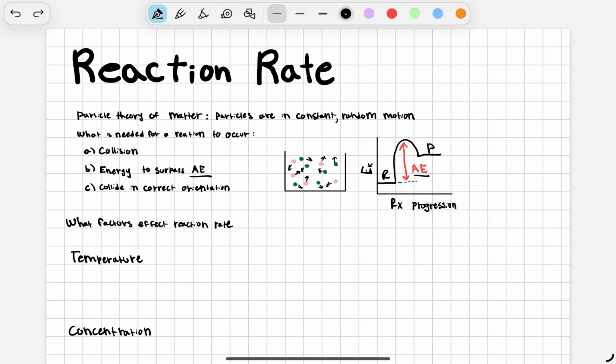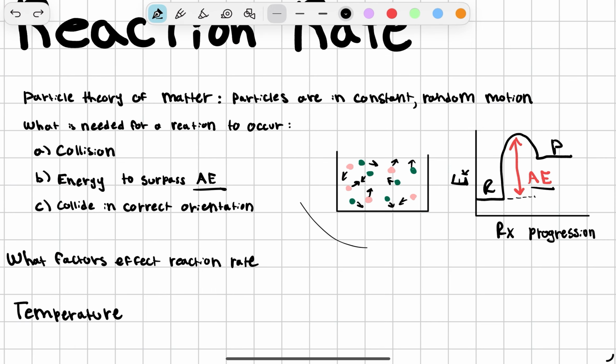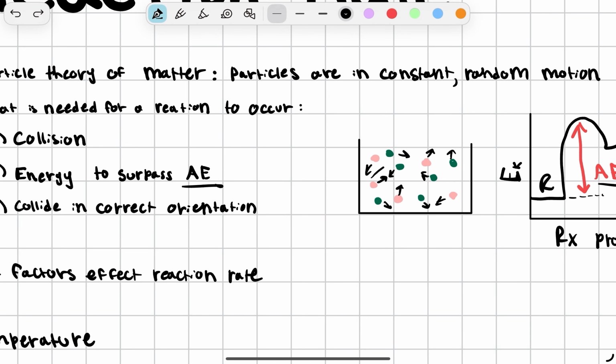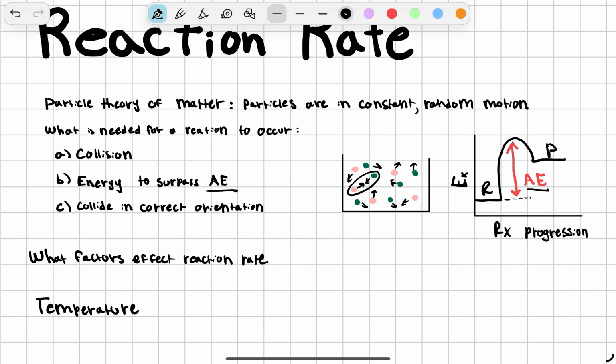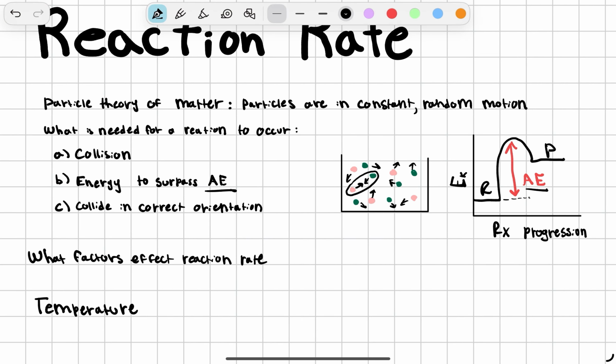From the particle theory of matter, particles are in constant random motion, as seen here. What is needed for a reaction to occur? We need a collision. So these particles that are in random motion, we need a collision to occur. And when they collide, they have energy. We need the energy in which they collide to surpass the activation energy, as I drew out in this graph here of an endothermic reaction.